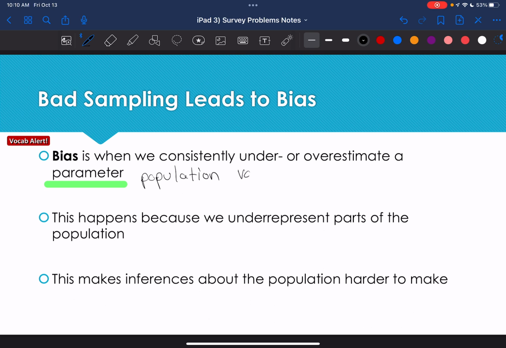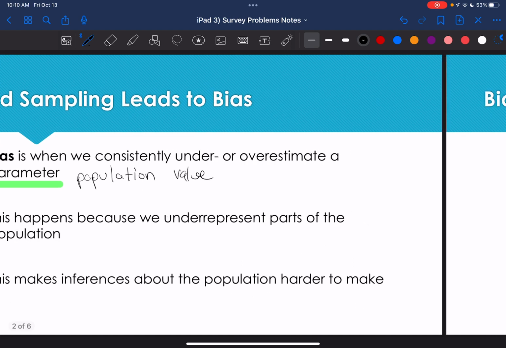And generally speaking, we don't know that value, because if we did, then this whole class is pointless, right? So statistics is studying how we can estimate parameters, because finding the true values of parameters is often very difficult. So bias is when we're under or overestimating. Most often this will happen because we're underrepresenting part of the population, or maybe our questions are leading us to get the wrong information from people. Those are the main ways.